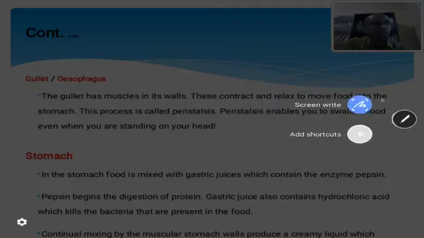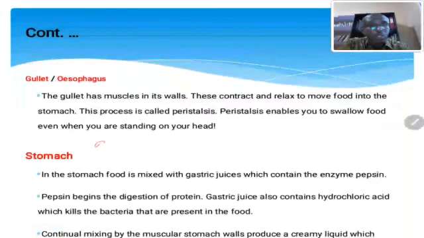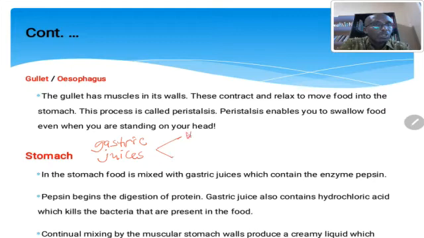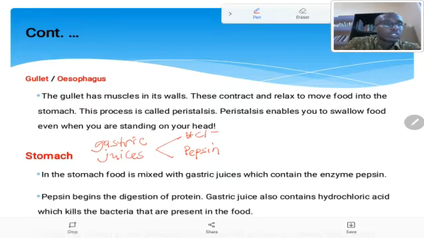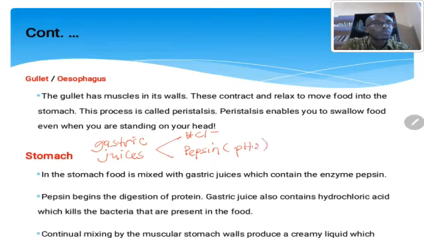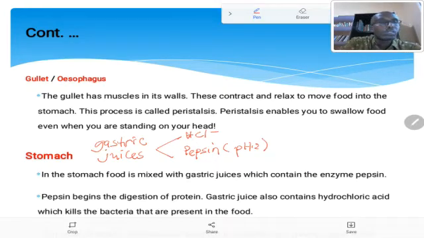In the stomach, gastric juices are produced. The gastric juice contains a substance called hydrochloric acid and an enzyme called pepsin. The function of the hydrochloric acid is, for example, to kill the bacteria that may be present in the food. It also gives a suitable environment to the enzyme pepsin, which needs a pH of 2. So it helps the enzyme pepsin to work properly in the stomach.